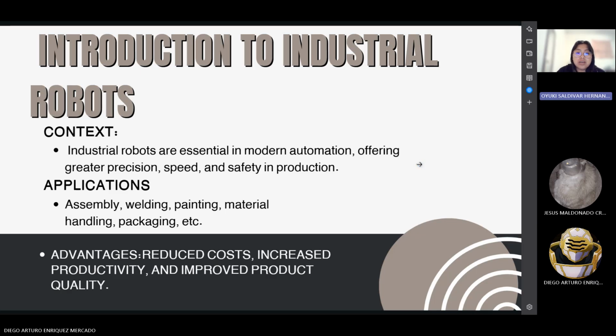Introduction to industrial robots. Industrial robots have become a key part of modern manufacturing, and they help with accuracy and safety protection. We can find them in industries such as automotive, electronics, food, and packaging.